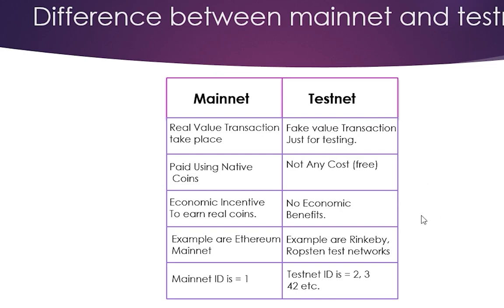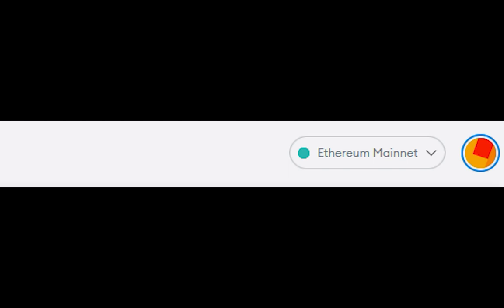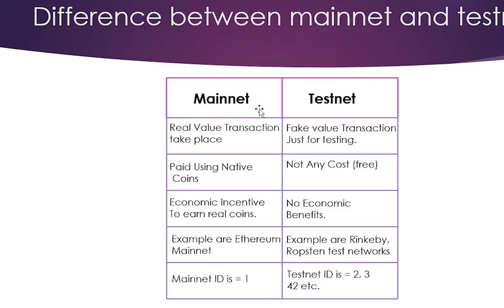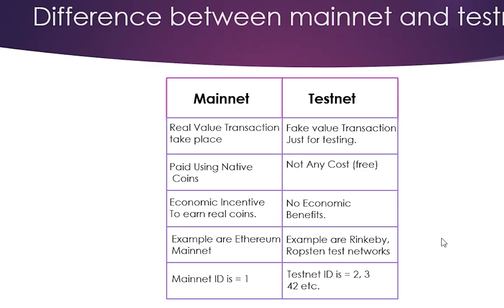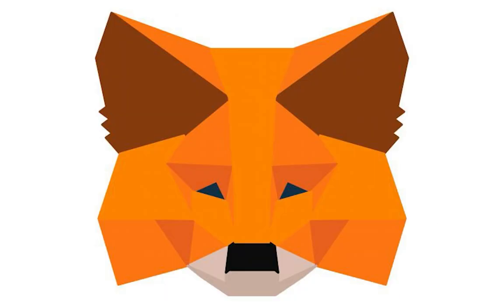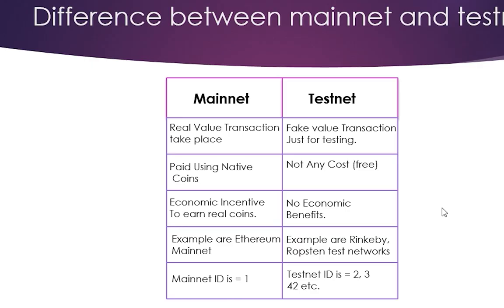Just like that, simple. And the fourth step is examples. The Ethereum mainnet is the example of the main network, and the examples of testnets are the Rinkeby and Ropsten networks. I will show you these mainnet and test networks in the next video of MetaMask. MetaMask is a cryptocurrency wallet from where we can do transactions between our accounts.